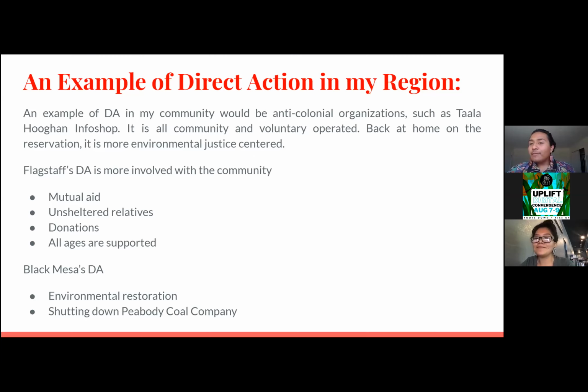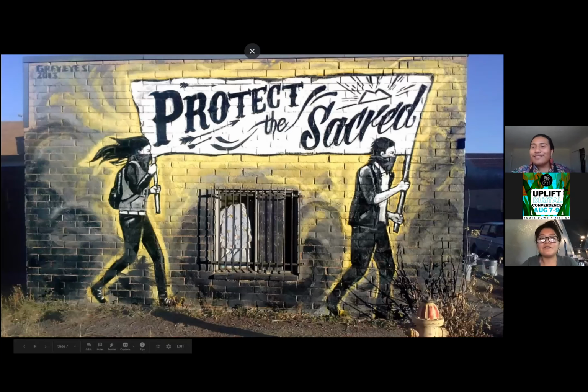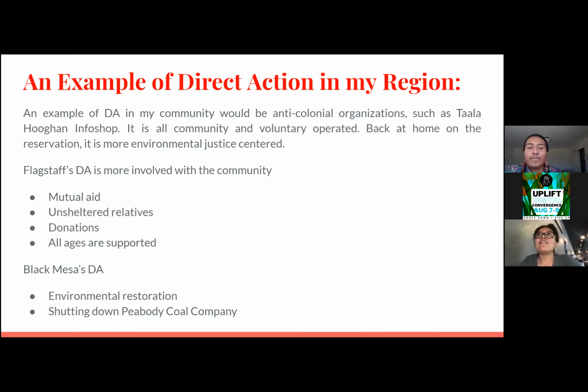Okay, for me, it would be to obstruct or to solve these problems that the traditional society and the institutions are not addressing or not focusing on as much. So in my community, I am stationed in Flagstaff, Arizona right now, and all the direct action I've done is all community and voluntary operated, basically here at the Tala Hawan Info Shop. That's basically what we do: we help the unsheltered relatives, we help with mutual aid, donations and everything. And it doesn't matter, anyone can come, any age, if you're young, old, whatever.